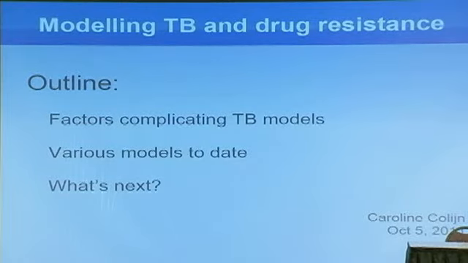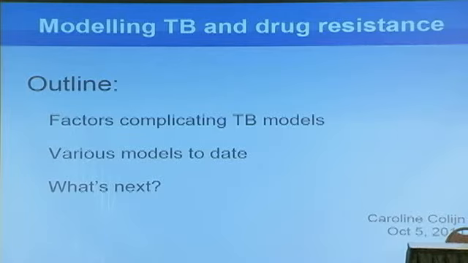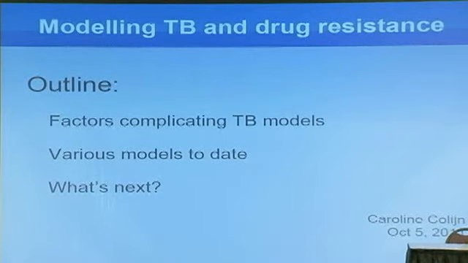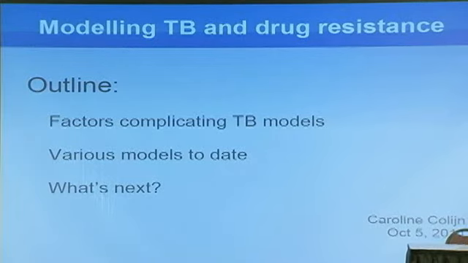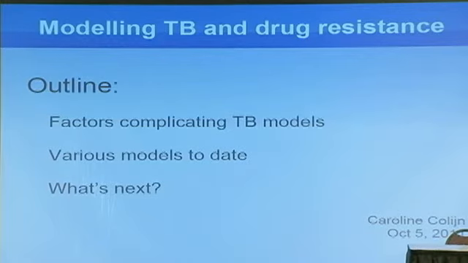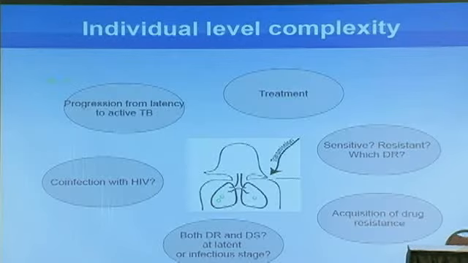So I thought I'd give some introduction to some of the factors that make TB modeling a really challenging thing to try to do. Of course, you can make up models. It's just getting something useful out of them that's particularly hard. I'll discuss a few models to date, and I'll give some of my thoughts on what's next. Obviously, it would be great to hear from you what you think of that in the next discussion.